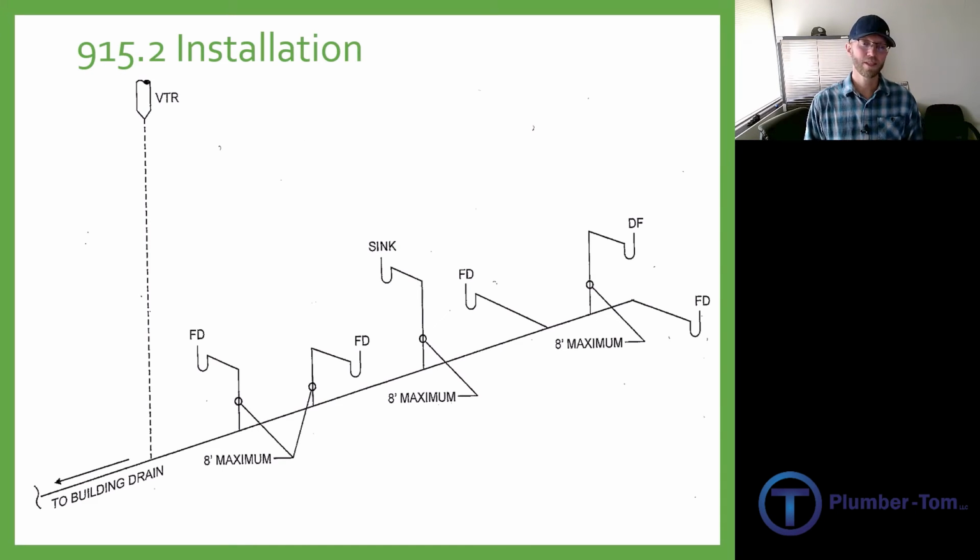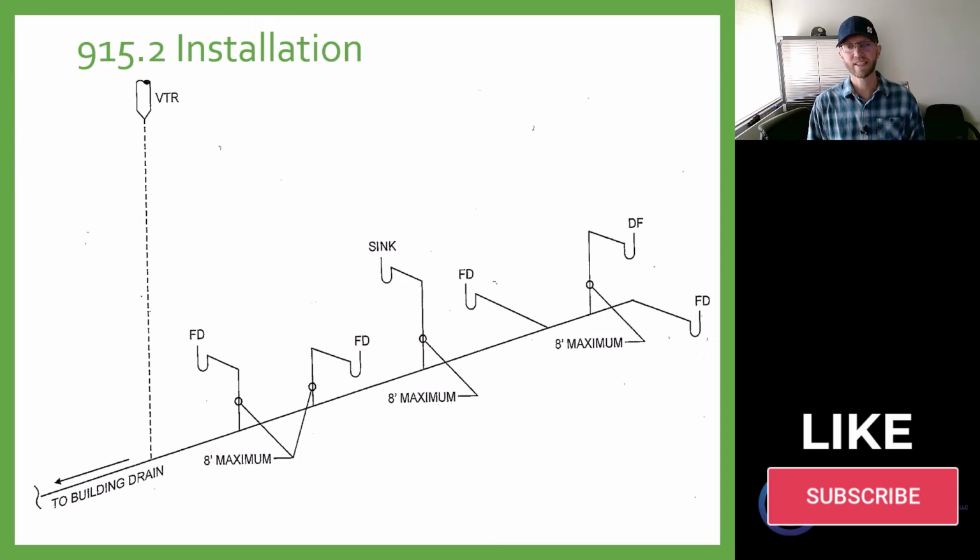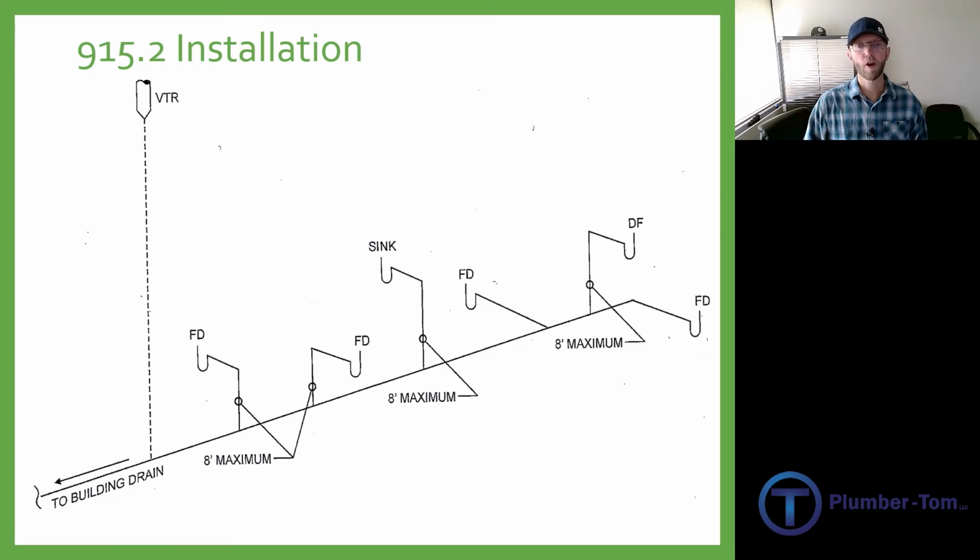In this diagram, we see a series of fixtures that are being vented using the combination waste and vent system. Sinks and floor drains that are branching off of the building drain. You can see for the sink, it may rise up into the wall a ways, come over to the trap, but we do have an 8-foot maximum on those rises as they go to catch those fixtures.